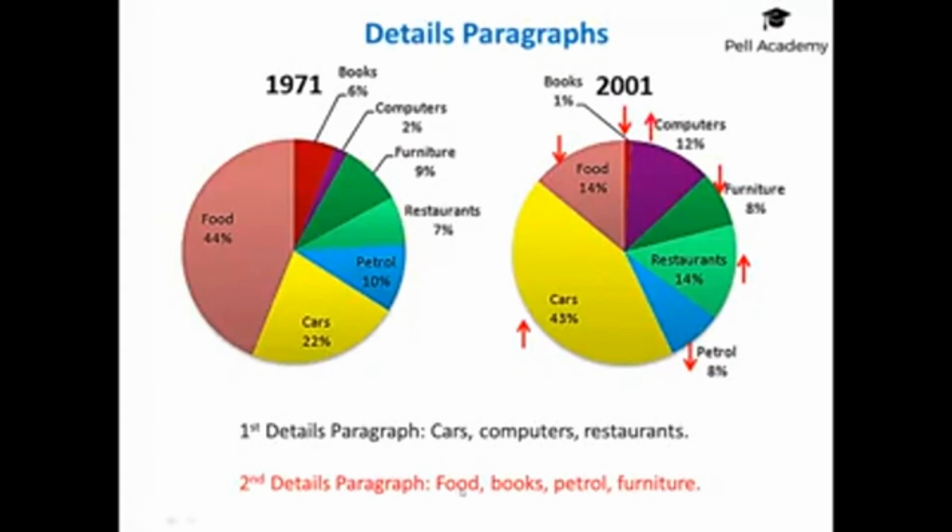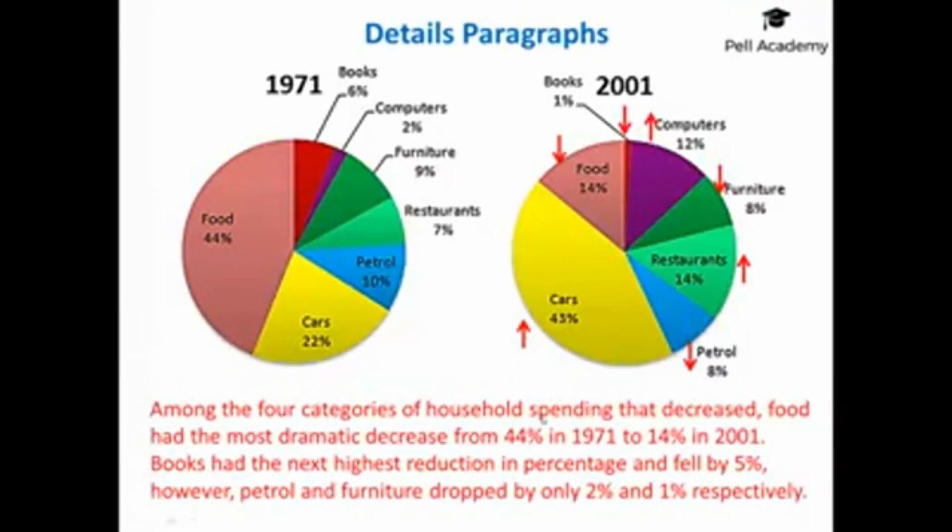So, sorry, back to the second details paragraph that I'm going to look into. What we have is food, books, petrol and furniture. And if I was to relate every single percentage from both graphs, I would end up with 8 percentages, and again, it's overkill. So I'll just show you what I've done here. I said among the 4 categories of household spending that decreased, food had the most dramatic decrease from 44% in 1971 to 14% in 2001.